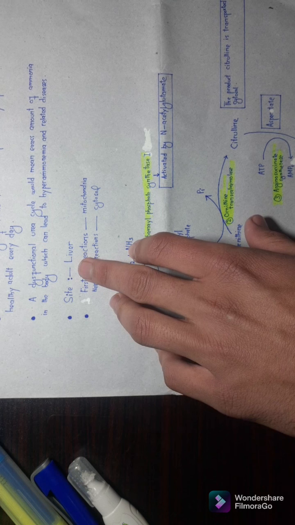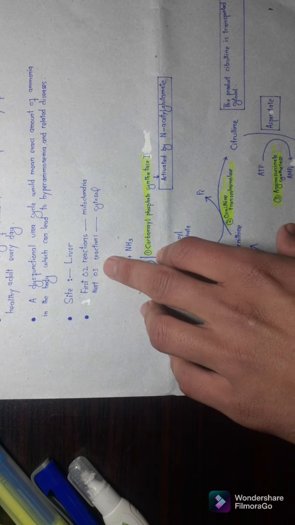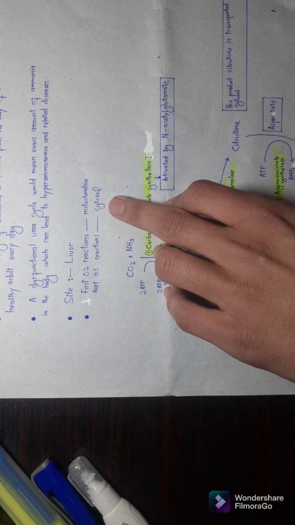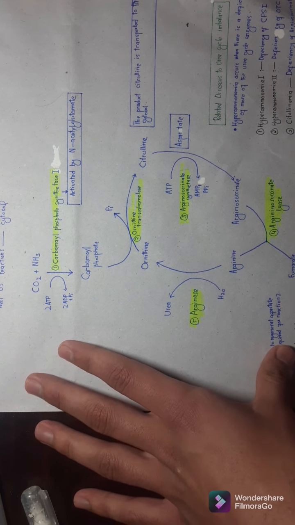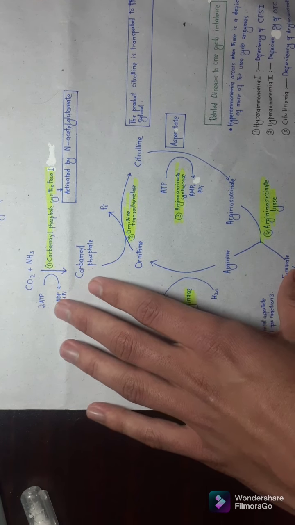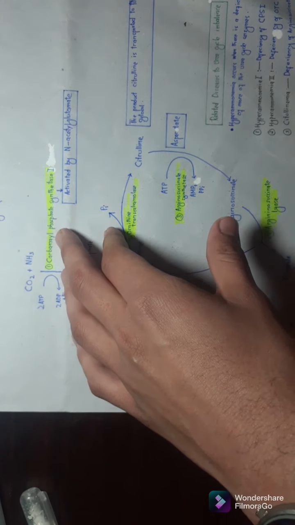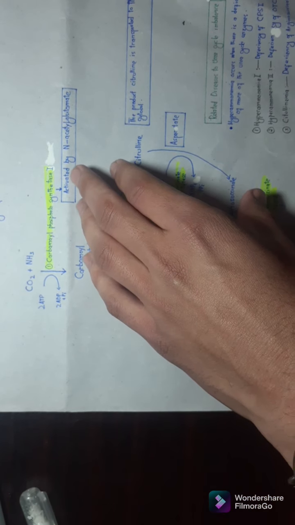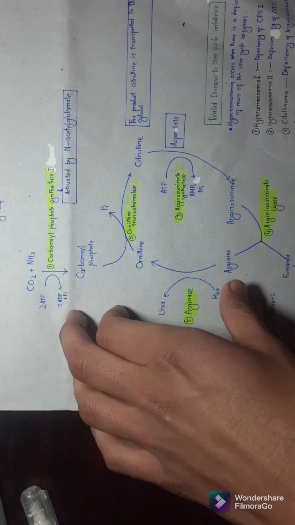Site. The urea cycle takes place in the liver, and the first two reactions occur in the mitochondria, and the next three reactions occur in the cytosol. This is the whole structure of the urea cycle. 5 different enzymes are used in the cycle. So the NH3 will react with the CO2. Here the enzyme carbamoyl phosphate synthase 1 is used, which is activated by N-acetyl glutamate. 2 ATP are consumed here.